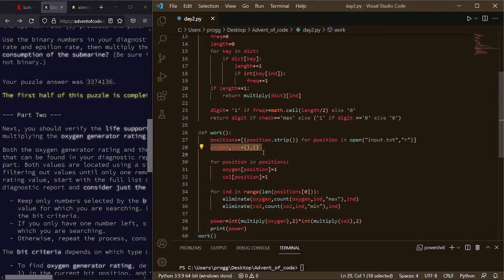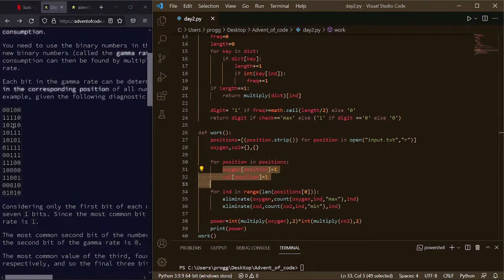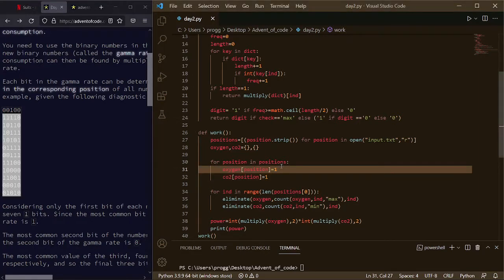So oxygen and CO2 are two dictionaries. We take two dictionaries, and at the very beginning we say that we don't know which number can be, like, among these numbers. When we are starting out, we don't know which one is the oxygen generator rating and which one is the CO2 generator rating. Anyone can be. So all of these are possible numbers. So we initialize, we take these numbers as the keys, and we initialize them against 0, which means all of them are possible.